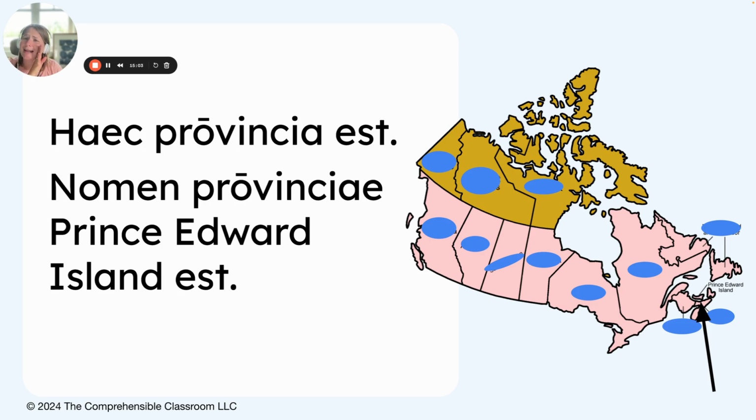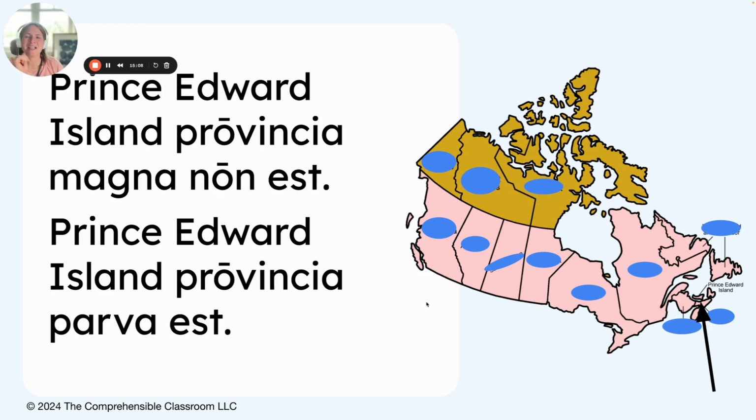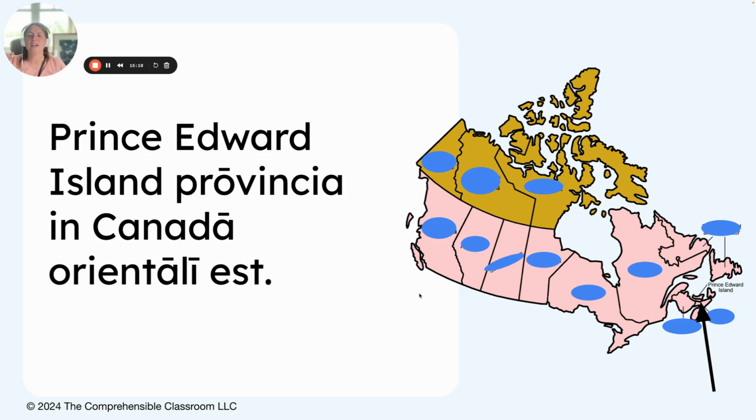The setting of everybody's favorite book. You know the one. Prince Edward Island, provincia magna non est. Prince Edward Island, provincia parva est. Prince Edward Island, provincia in Canada orientali est. Occidentali, western, orientali, eastern.